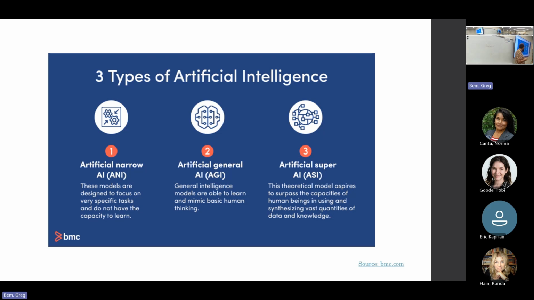And then artificial superintelligence is the sci-fi kind of version of AI. This theoretical model aspires to surpass the capacity of human beings in using and synthesizing vast quantities of data and knowledge. So basically, we don't know what it would do because it's so powerful, so big, that it surpasses what humanity is. So that's the super heady sci-fi kind of version of AI.